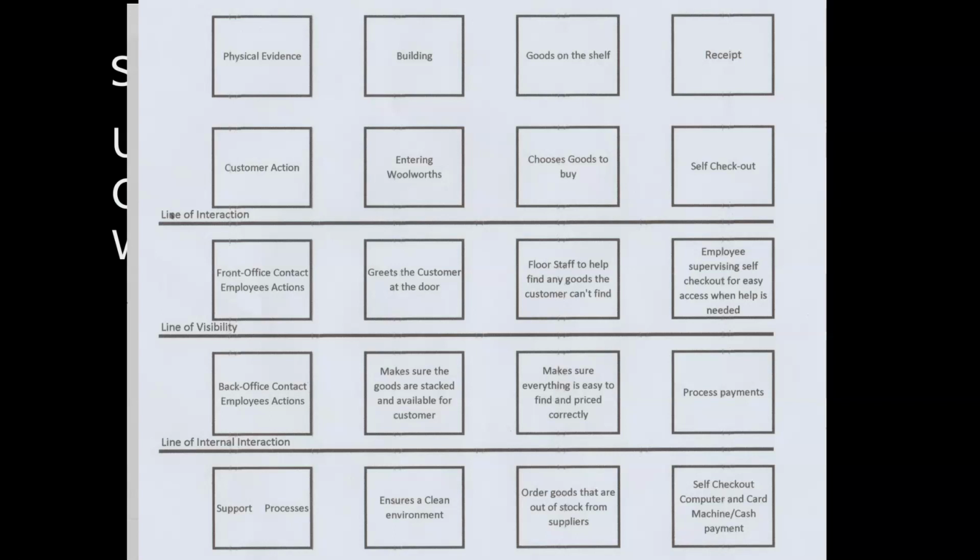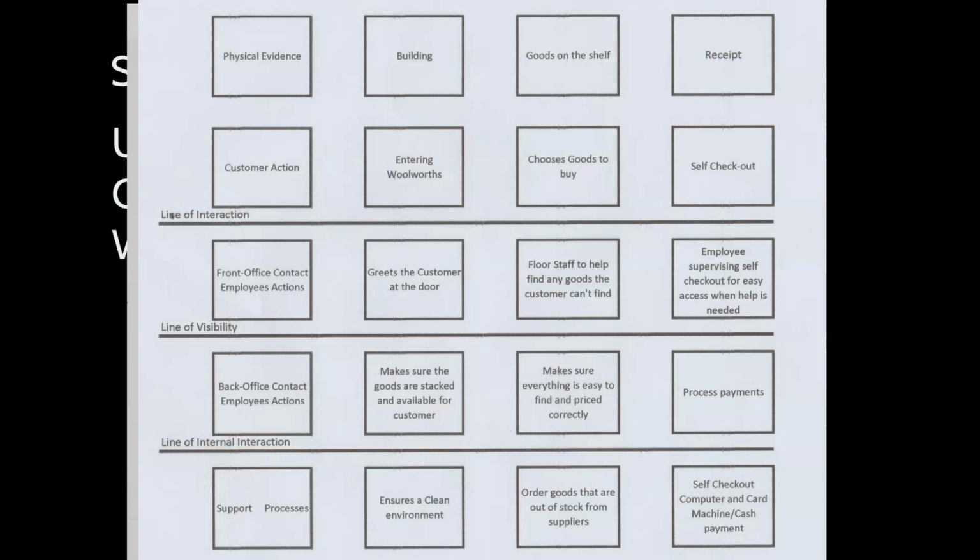The back office contact employee action: they make sure that the self-service system is being serviced and operational. They make sure the software and the IT behind that is still working, so the barcode scans correctly and so forth. Then also making sure that the shelves are stacked and that all products are available, so ordering stock as well, and making sure everything is priced correctly. They can also make sure the payment processing is up to standard and that it works correctly.